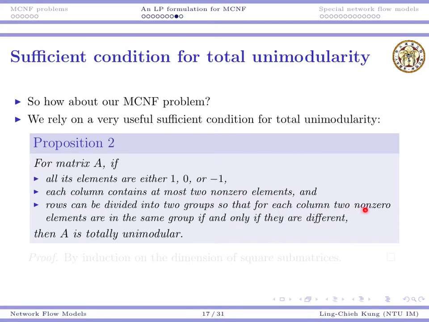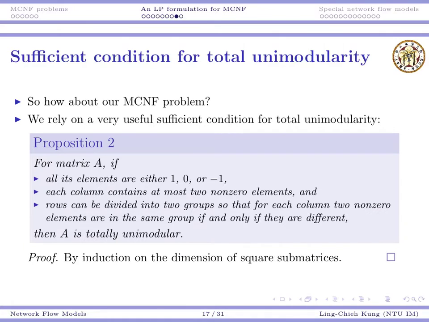In each column, the 2 non-zero elements may or may not be in the same group, but they are in the same group if and only if they are different. So there are 3 conditions here. The first one certainly is required because if any number is not 1, 0, or minus 1, then that submatrix, the determinant cannot be 1, 0, or minus 1. And for the other 2, later we will see the example for our MCNF problem. You will see why we have this kind of somewhat weird condition. Anyway, as long as A satisfies all of them, then A is totally unimodular.